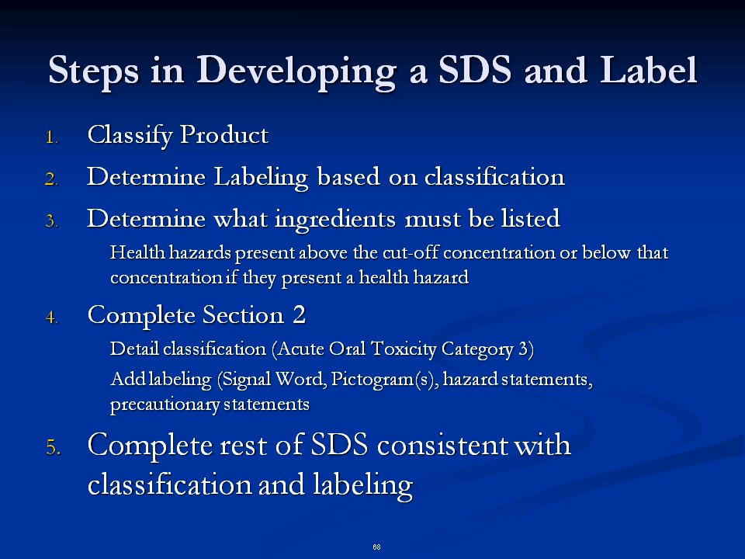You're going to complete Section 2, detail the classification. That's writing it out. Oral toxicity, acute oral toxicity, Category 3 or whatever, and you put them all in. There could be a bunch of them. And then you'll add the labeling elements to Section 2 as well. And then make sure that you complete the rest of the safety data sheet in a way that's consistent with its classification and labeling.